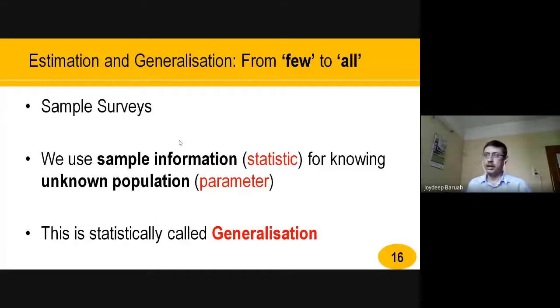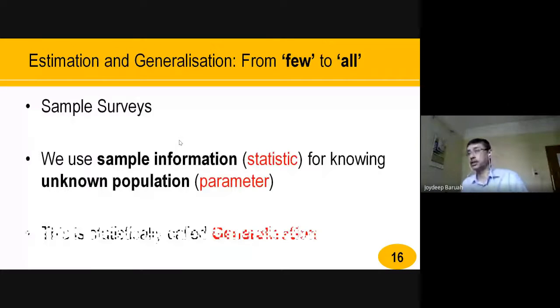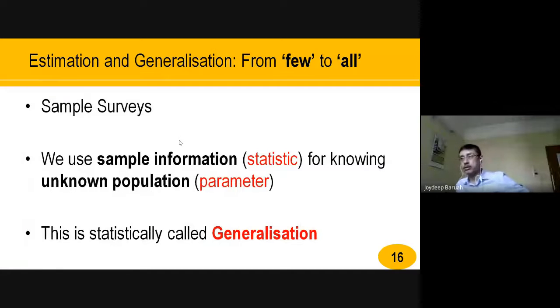So therefore, I distinguish broadly two types of methods. One is the simple understanding methods, where we get the desk review, the observation, participant observation, in-depth interview, FGDs, ethnography, case study, oral history, all those methods I have in mind. But if you want to have the other set of objectives along with understanding and exploring, that you want to predict the population based on your study, then you are attempting generalization, and you will need a sample survey, which is to be designed very scientifically, because based on the sample result you are trying to make certain claims about the population.